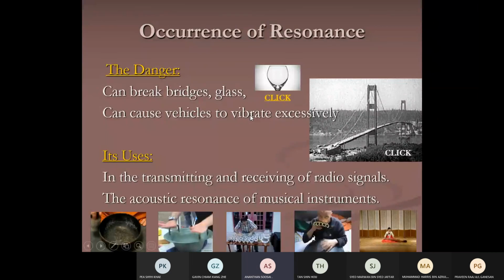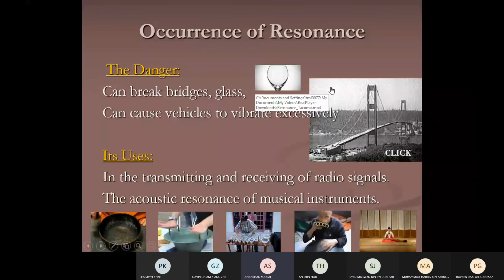The most important damage is the bridge, right? The Tacoma bridge. You heard about that? This bridge collapsed due to resonance. What is the driving force in the bridge collapse? The bridge is the oscillatory system.